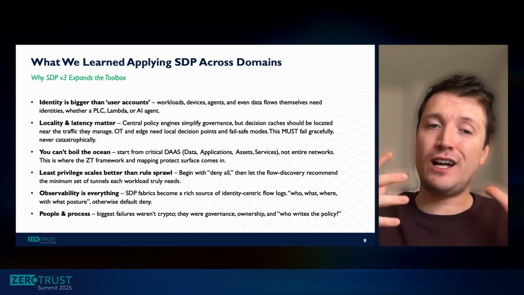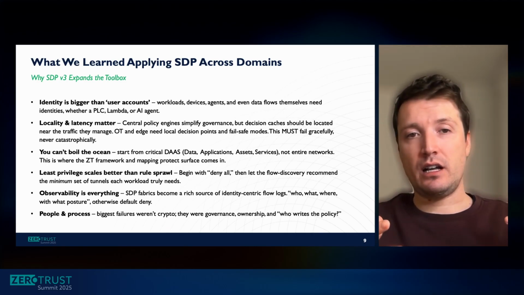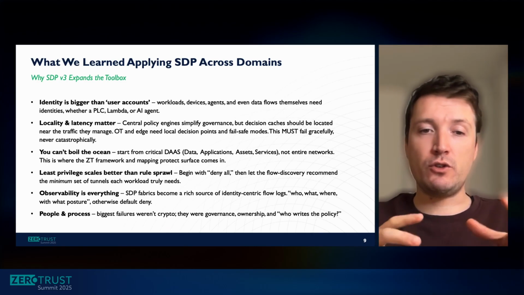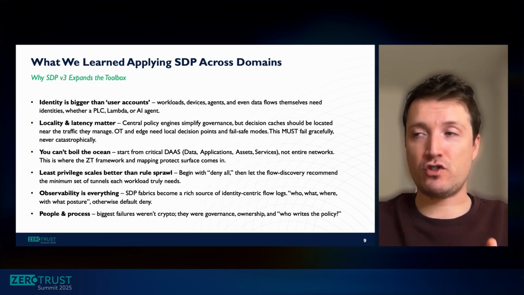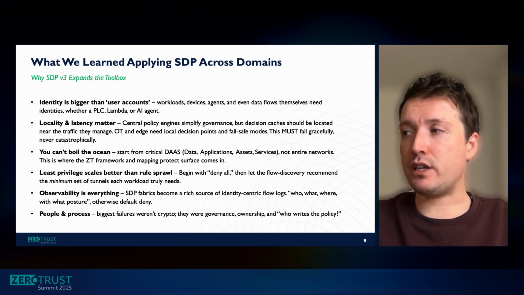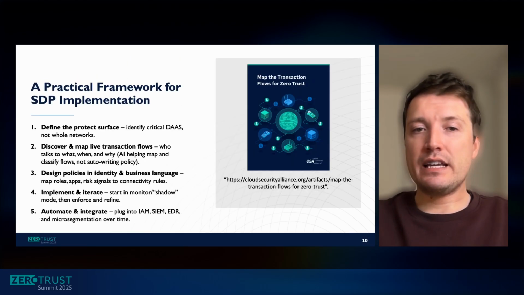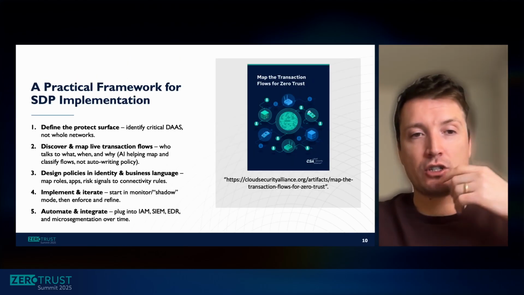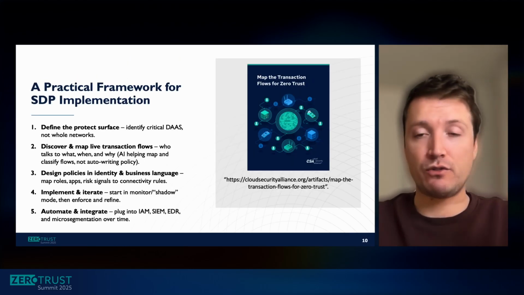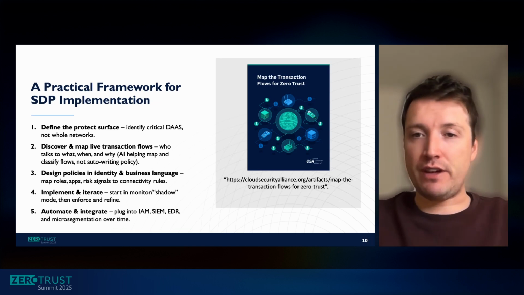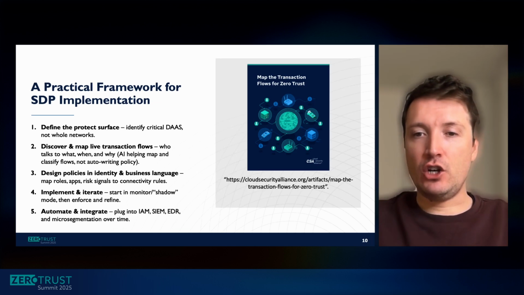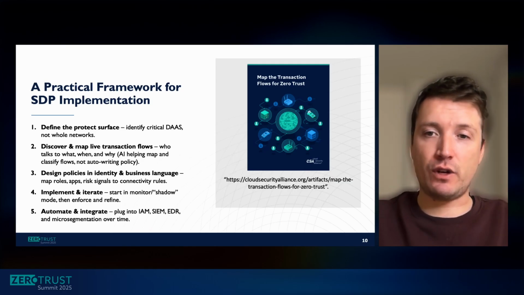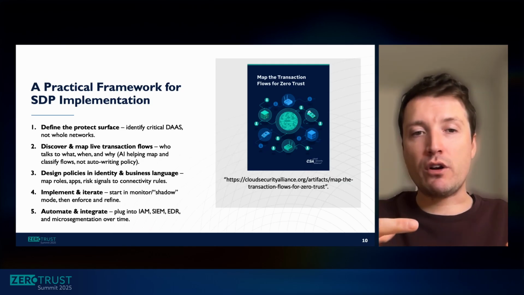And then also fundamentally, people and processes. You can have the best technology in the world, but if you don't have the correct governance and ownership wrapped around it, if you do not have the strategic alignment, then it's always going to be a challenge. As alluded to, we spent a bunch of time looking at a practical framework, but we didn't want to reinvent the wheel. There is a great paper from the CSA looking at mapping the transaction flows for zero trust. So we borrowed from that.